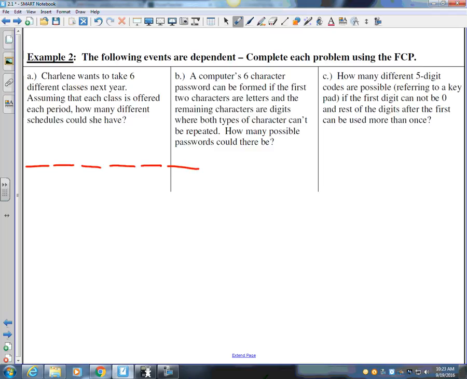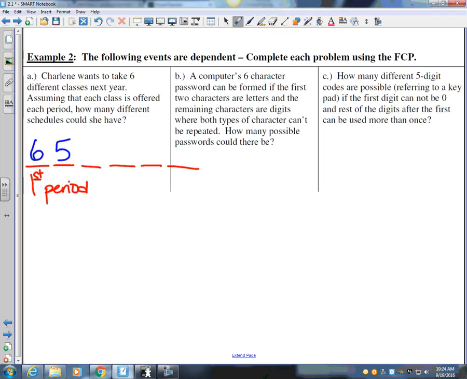So there's 6 different periods. There's first period, second period, third period, fourth period, fifth period, and sixth period. Okay? Again, this question could be a little clearer. How many choices does she have for first period? 6. She's got 6 choices. Okay? Now, once she chooses her first period class, how many choices does she have for second period? 5. Because she can't take advanced functions first and second period.